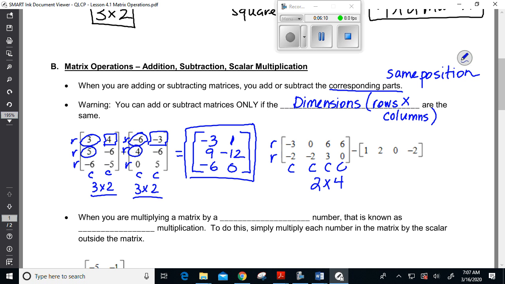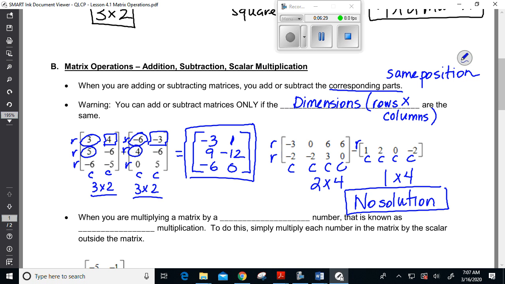The second part of the problem, 1-row, 4-column matrix. Obviously, those don't match, no solution. So, no solution, not possible, something to indicate that that's not going to work. So that's the basics of how adding and subtracting works.